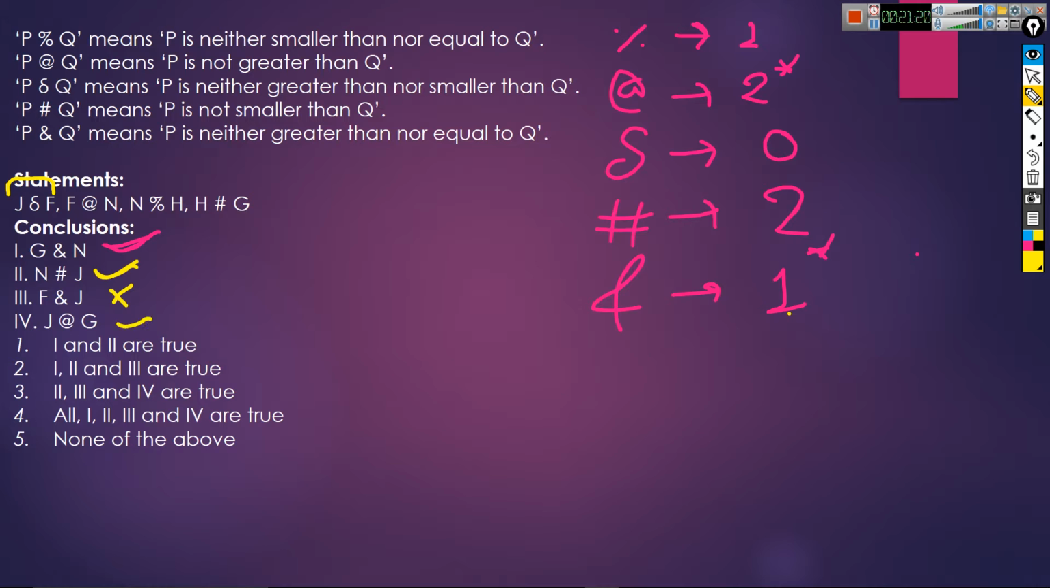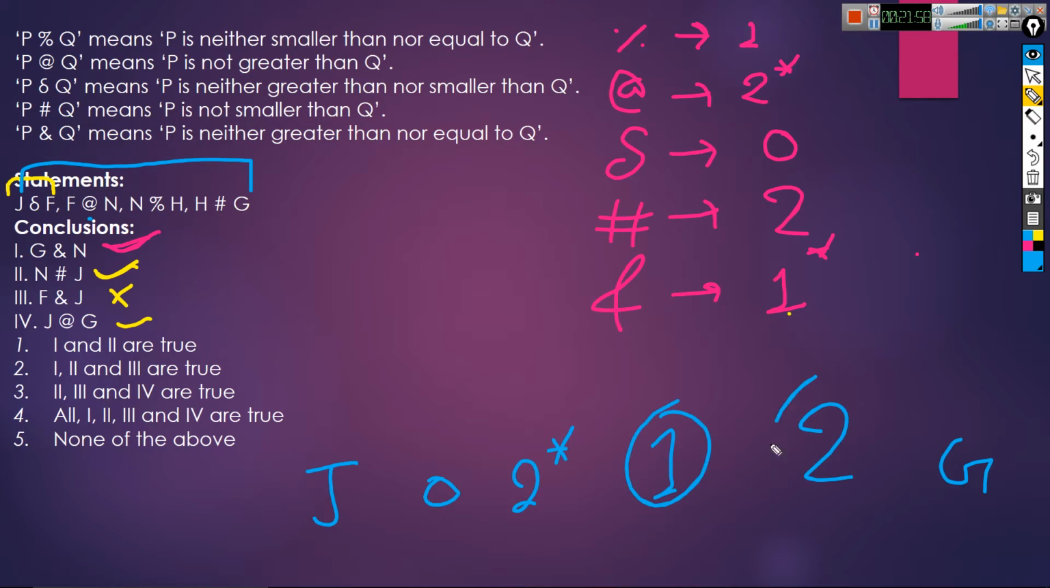Next is J at the rate G. We have to go from J to G, okay, from first to last, J and G. Now in this case, we are not going in reverse direction, so we don't need to write the opposite of numbers, okay. Now delta 0, at the rate 2 asterisk, percent 1, has 2. Again, you can see here is 1, 2, but this is 2 asterisk. It means the conclusion will not follow because it is the opposite symbol.